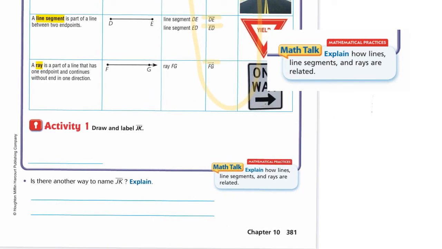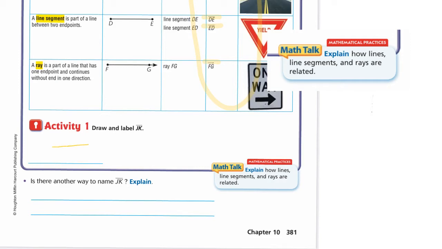I do want to look at this section down here, the activity: draw and label JK. Now think to yourself, with the figure above JK, is that a line segment or a ray? Take like 5 seconds, think to yourself, what is that geometric figure indicating? Now, if you thought it was a line segment, you would be correct. Ding, ding, ding. So we're going to draw and label line segment JK.